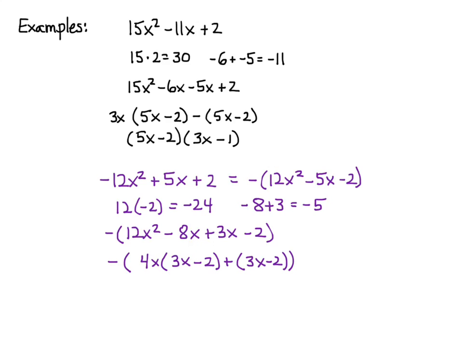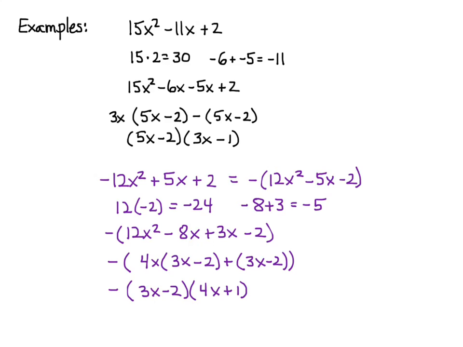So in the first pair, I factor out a 4x. In the second pair, that's 3x minus 2. There's nothing to factor, so I'll just put parentheses around it. But notice now I have my 3x minus 2 in two groups. And so this factors out as 3x minus 2 times 4x plus 1. But since we factored out that negative, it stays in front through the whole thing. Okay, so that just carries forward.